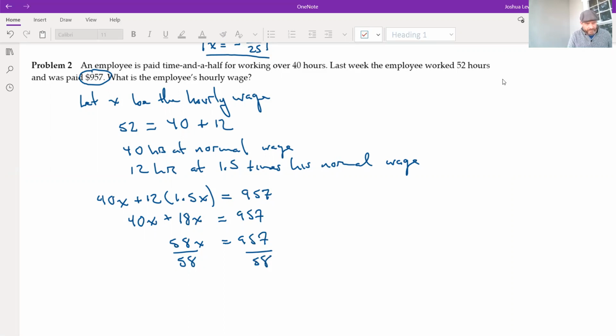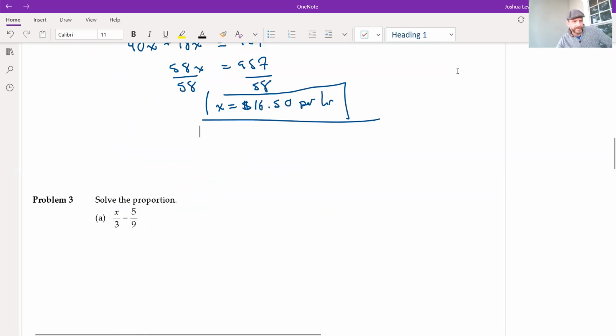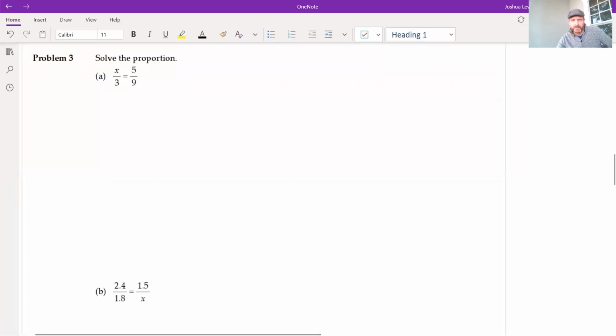So the wage is $16.50. Okay, and that's per hour. Okay, per hour. All right. The next problem.